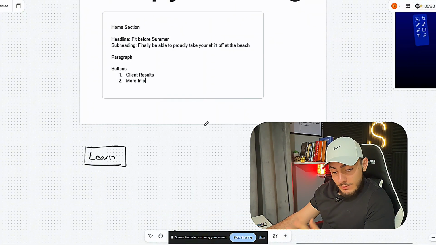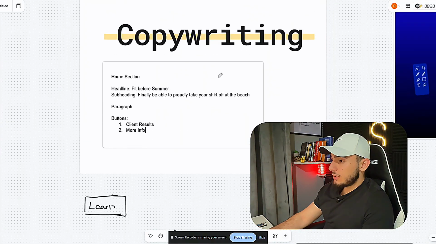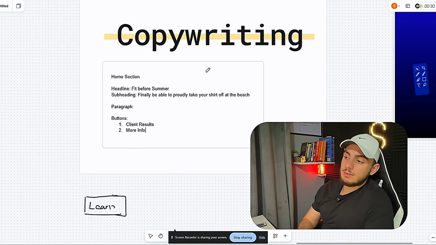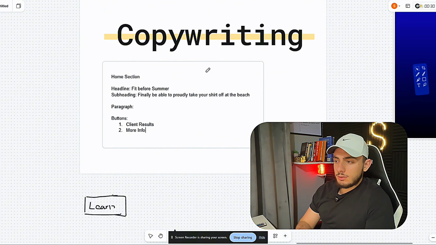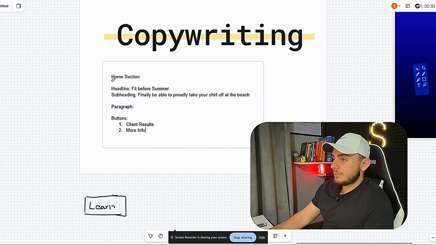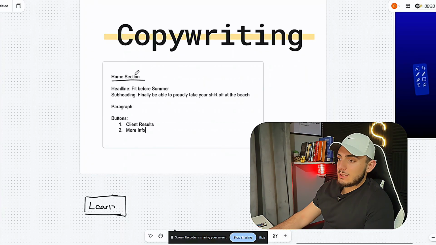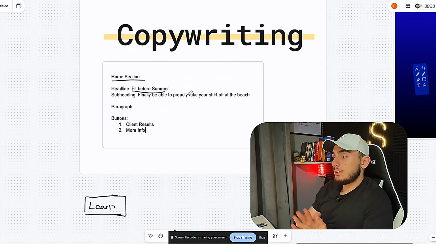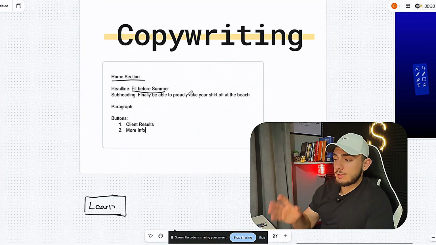And then for this, what I usually like to do is open a blank document on Docs or Word or whatever you like to use, and just start labeling. So, first one, what I did here, an example, home section, headline. I imagined what a website's hero section would look like for a fitness program. So, headline, fit before summer. And then subheading, finally be able to proudly take your shirt off at the beach. And then you have a paragraph and then some buttons.